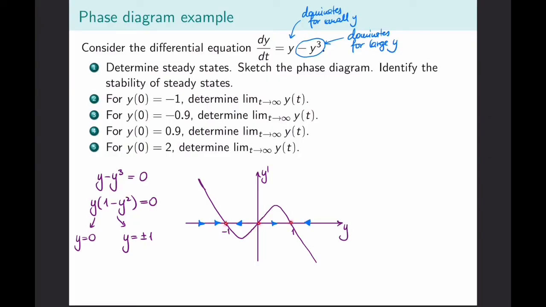These are my equilibria. Let's take a look and think about what happens at each one of them. At -1, the arrows converge toward it, which means that this is a stable steady state. At 0, I notice that the arrows always point away from it, which means that this is going to be unstable. And at 1 again, I notice that the arrows point toward it, so this is once again going to be a stable steady state.